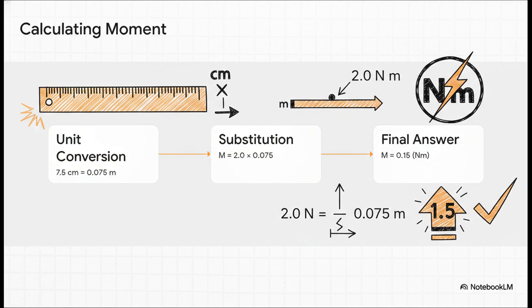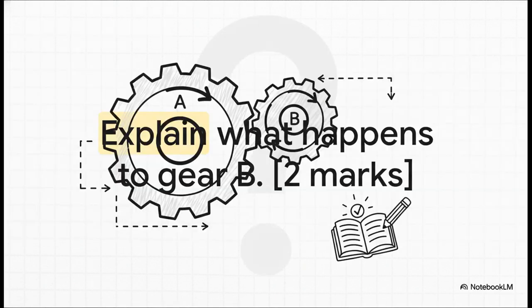Once you've done that, it's the same old pattern, 1 mark for substitution and 1 for the final answer of 0.15 Newton meters. All right, here we are, the last 2 marks. And guess what? It's another explain question. So we know the drill by now. We need to state what happens and then explain why it happens. Let's see what the mark scheme wants.